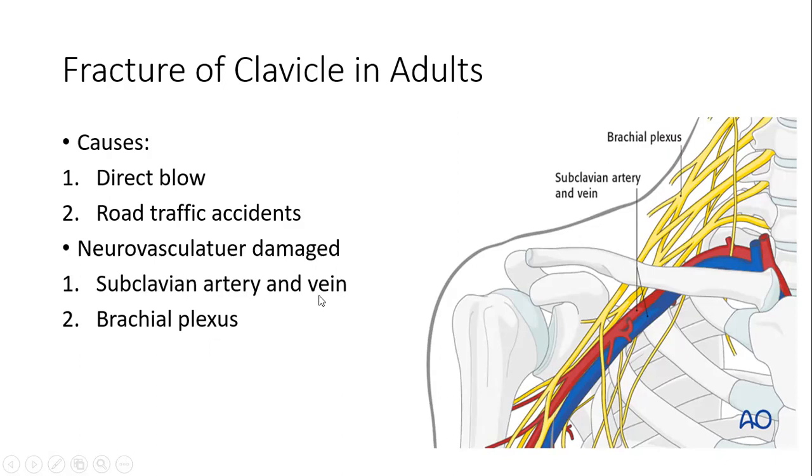If the subclavian artery and vein get damaged, the arm of that side may lose its blood supply. And in case of damage to the brachial plexus, both sensory and motor functions can be lost in the arm on the damaged side.